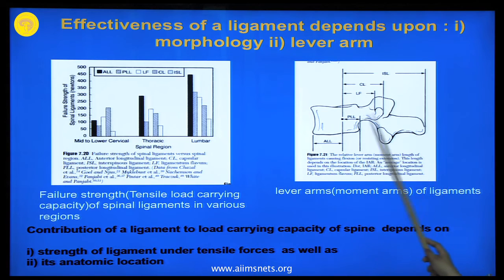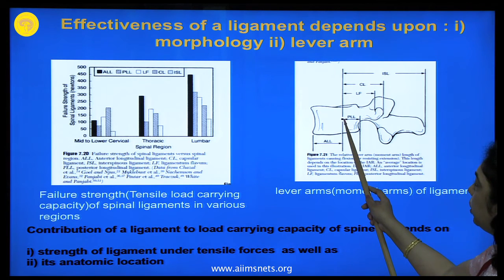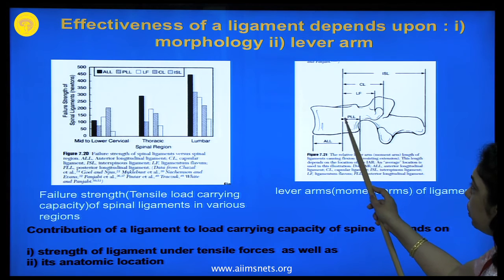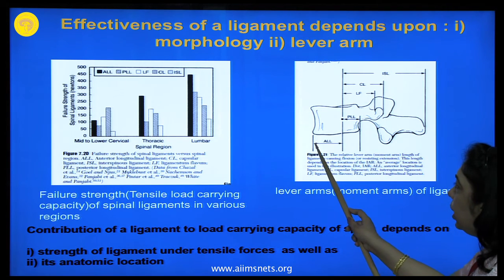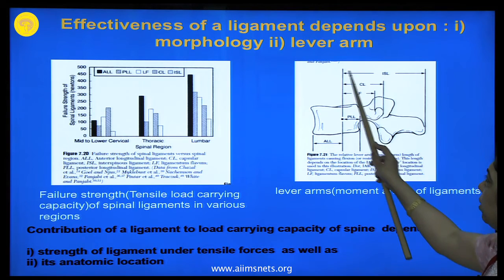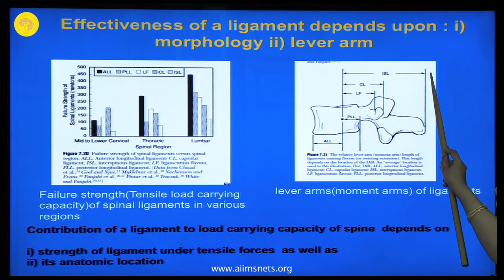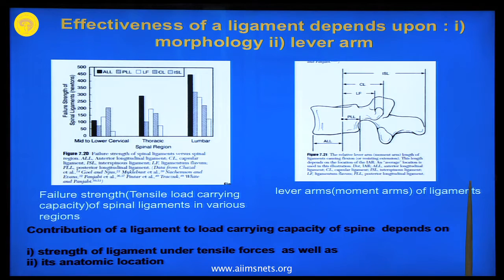But when we look at the lever arm, that is the distance of these ligaments from the instantaneous axis of rotation, which in the normal condition passes through the posterior part of the vertebral body, we can see that the lever arm of the PLL is lesser as compared to the ALL, ligamentum flavum, capsular and interspinous ligament. So a ligament which has a longer lever arm but a lower failure strength will contribute much more to spinal stability because of the longer lever arm.